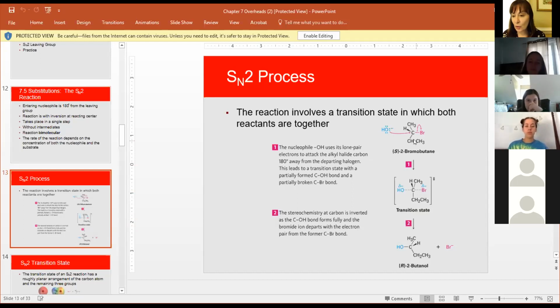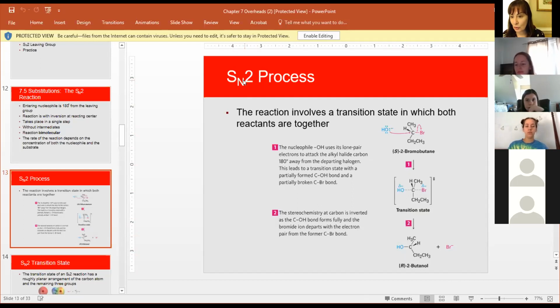Okay, so we went from S to R, and in this case, we had bromine attached to our central carbon, and down here, the bromine has been substituted by this OH right here. See that? That's what we call a substitution reaction. That's what the S means.